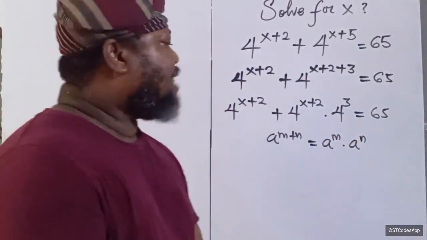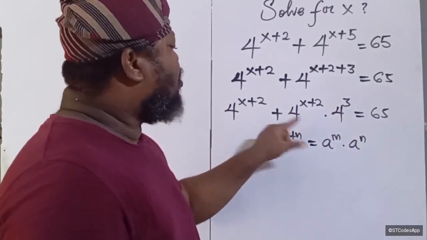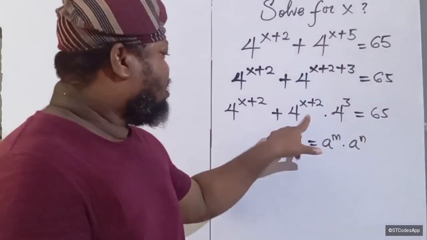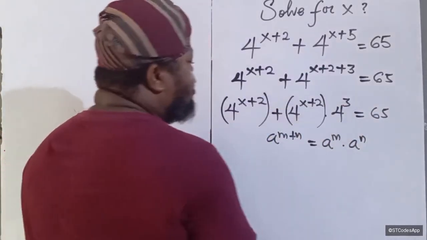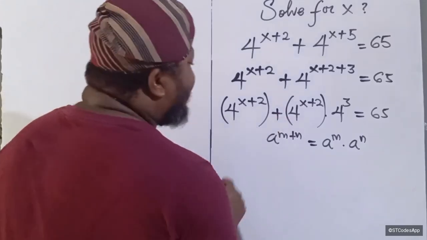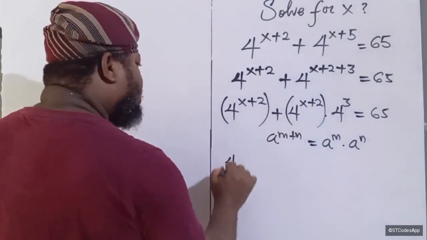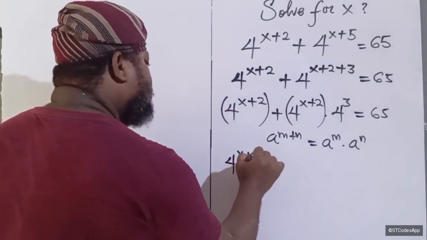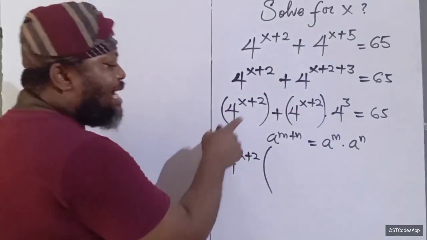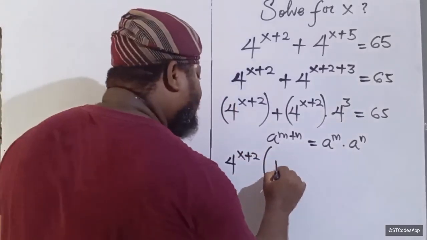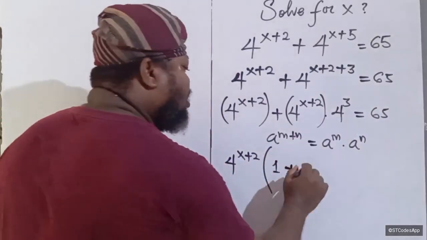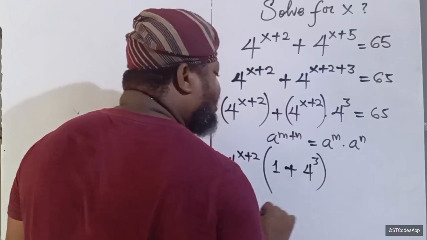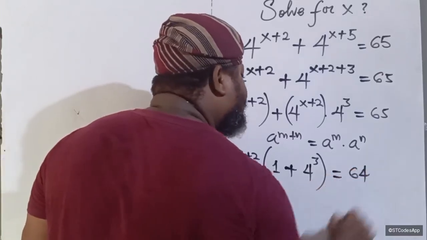Now if you observe, you notice that this and this are common in this algebraic process, here and here. So I'm bringing this one out, 4 to the power of x plus 2, and put it in brackets. What is left here is 1, because if I multiply it back, we get this one again. So plus what's left here, 4 to the power of 3, close bracket, is equal to 65.